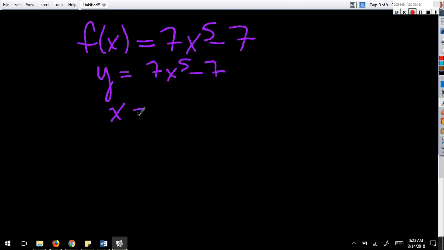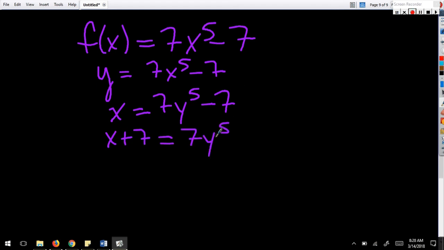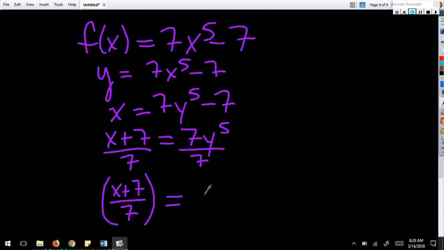I'm going to switch my x and y around. What'd you do first? Add 7. Now what? Divide by 7. What if that had been a 1/7 in front? Multiply by the reciprocal, right? All right, so I got x plus 7 over 7. If you want to split that up, 1/7 x plus 1, you can. I'm going to leave it like that for right now.